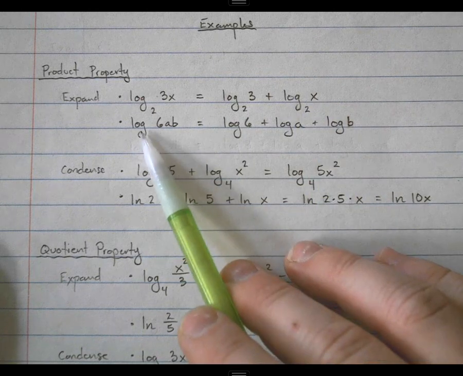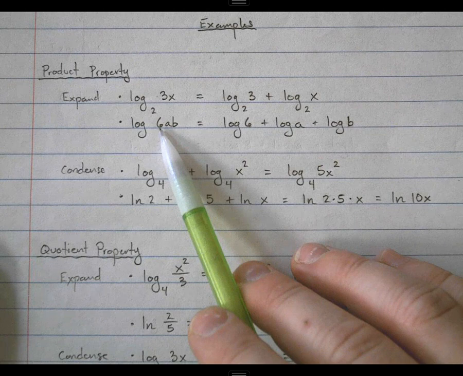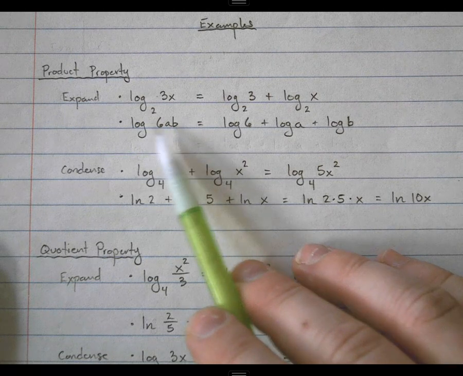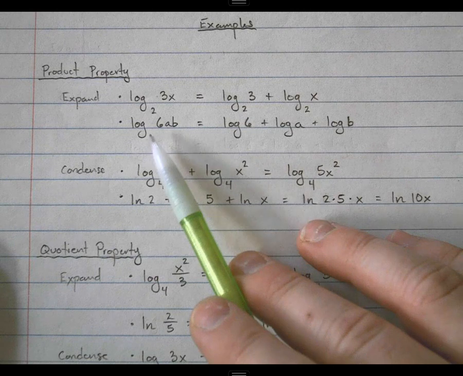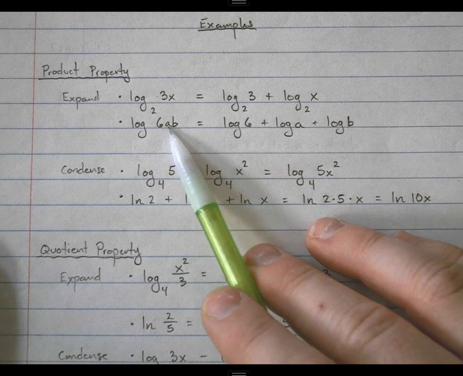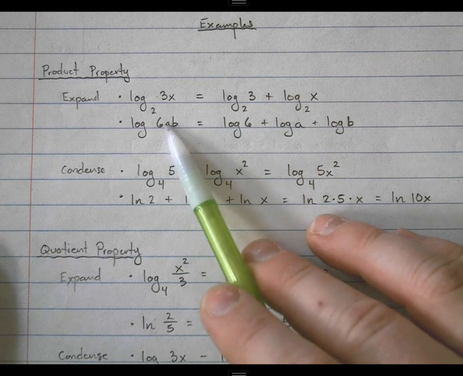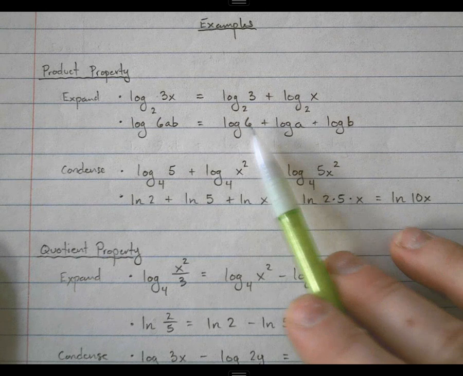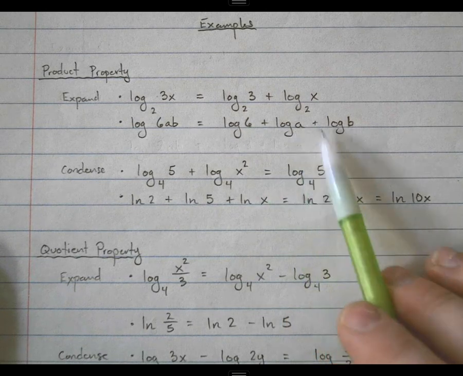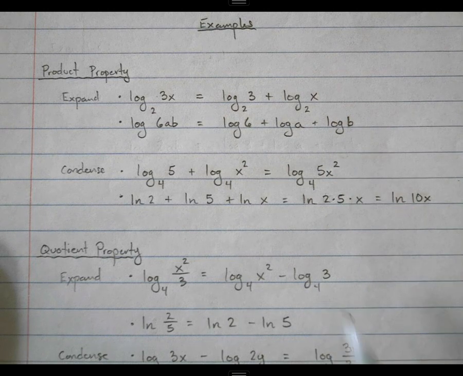Second example, this time there's a product, but it's a product of three things: 6, a, b. Notice also I haven't written a base on this log, so that means it's automatically 10. So I can split this up. Since there are three factors being multiplied, I'm going to split this into 3 logs: log base 10 of 6 plus log base 10 of a plus log base 10 of b.